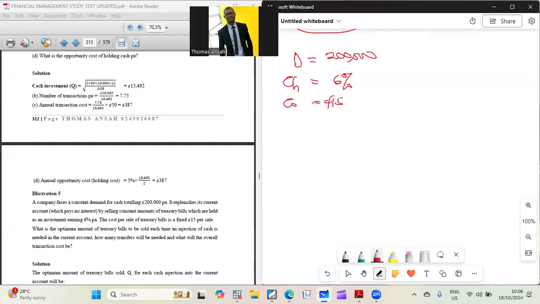What is the optimum amount of treasury bill that should be sold? If you have a question like this, it is basically asking you to do your EOQ. So Q, the optimum amount, is given by square root of 2 by 200,000 by 15 all over 0.06. Let's calculate that. That will be 400,000 multiplied by 15 all divided by 0.06. That gives me like 10 million, right?